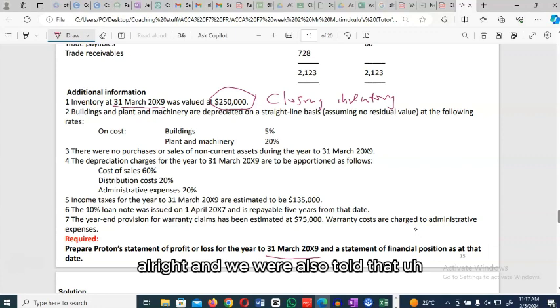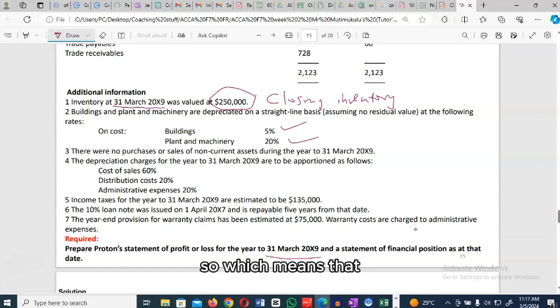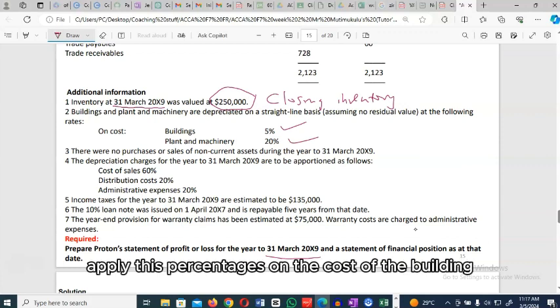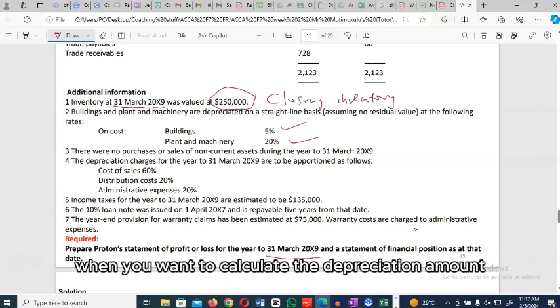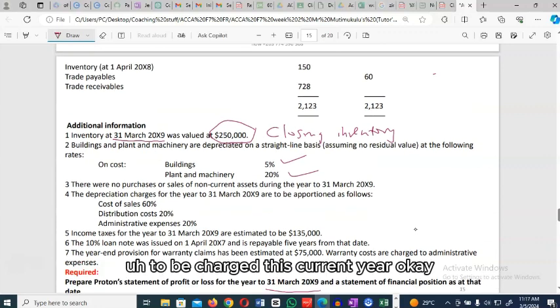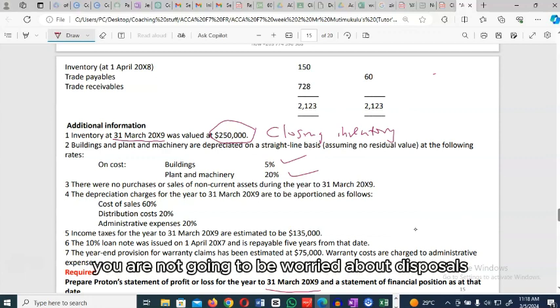We were also told that the buildings and machinery are depreciated on a straight line basis using these percentages: for buildings 5%, and for machinery 20%. So you need to apply these percentages on the cost when you want to calculate the depreciation amount to be charged this year. We are told that there were no purchases or sales of non-current assets during the year, so when you create your non-current assets table, you are not going to be worried about disposals and so forth.